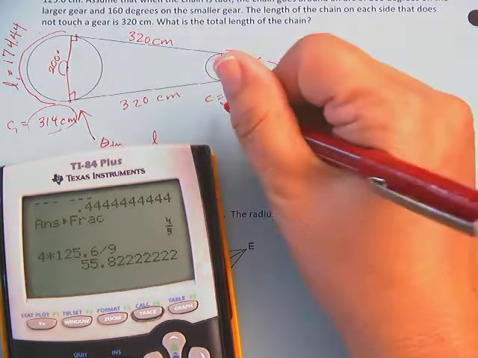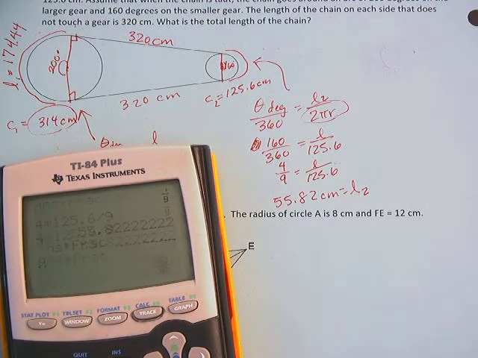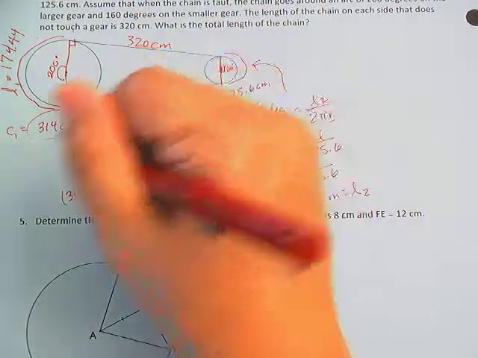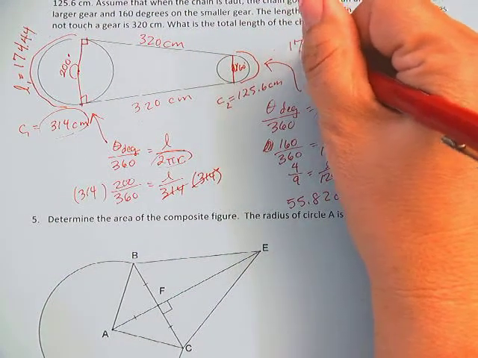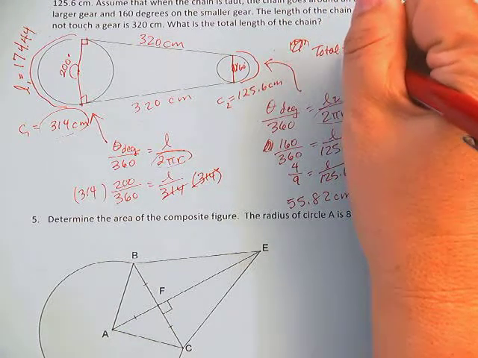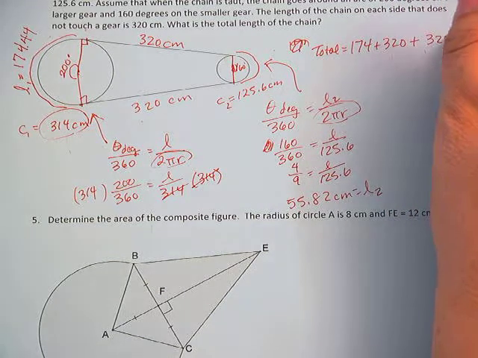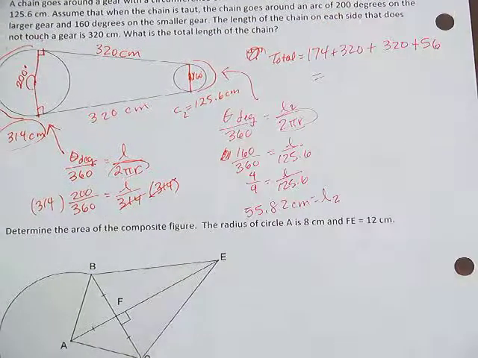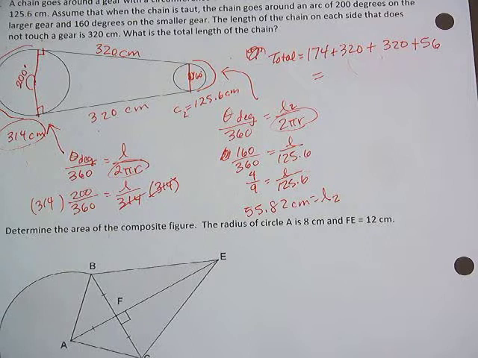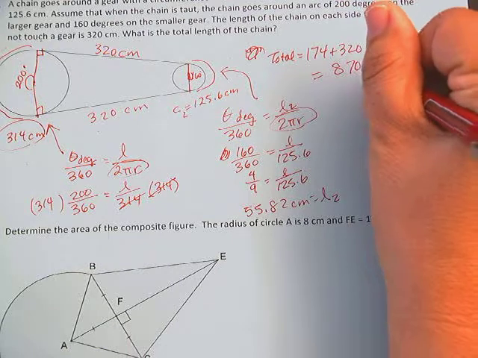Or I can change it back to a fraction. Let's see how it looks. Yeah, it's yucky. You're better off with decimals. All right, so since I've got 320, 320, I'm going to go ahead and just round to the nearest centimeter. So I'm going to say the total length of the chain equals 174 plus 320 plus 320 plus the 56, and I have 870 centimeters. And that's my answer.